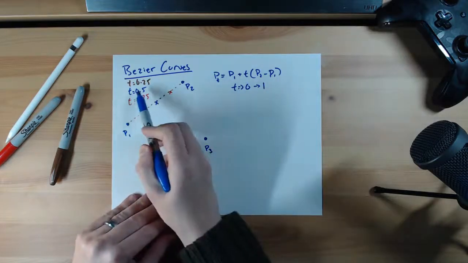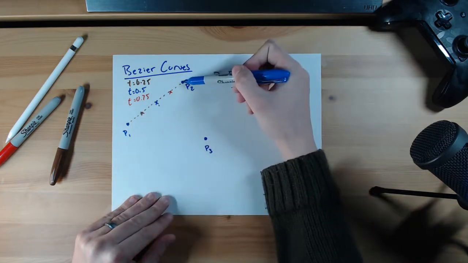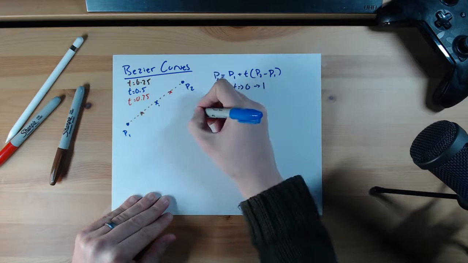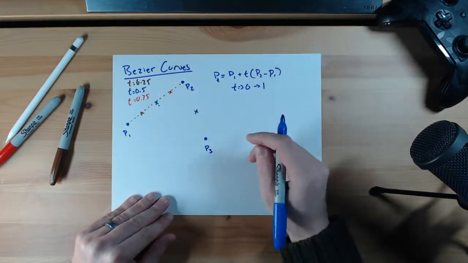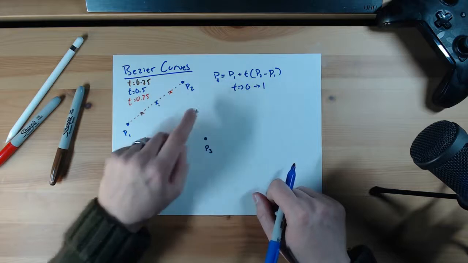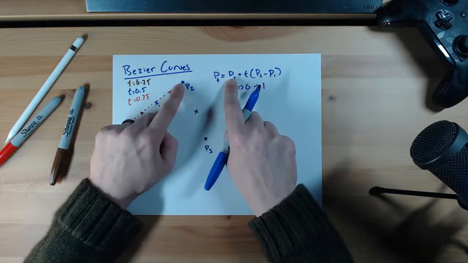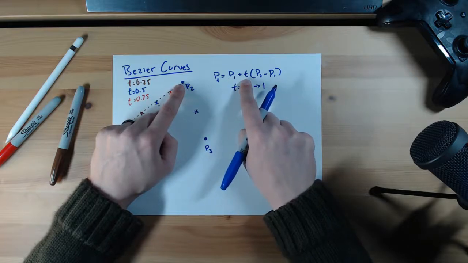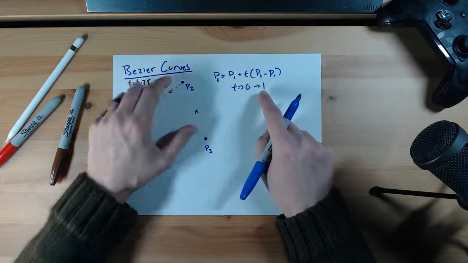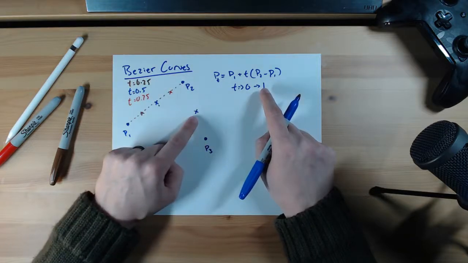So for t is equal to 0.5, we would calculate the halfway point between P1 and P2. Then we would calculate the halfway point between P2 and P3. It'd be a position somewhere around here between P2 and P3. And we're doing this the exact same way here, where we're picking the start point, which would be P2 in this case, plus the time, which is 0.5, times the delta between these two positions. This will give us this resulting mid position.